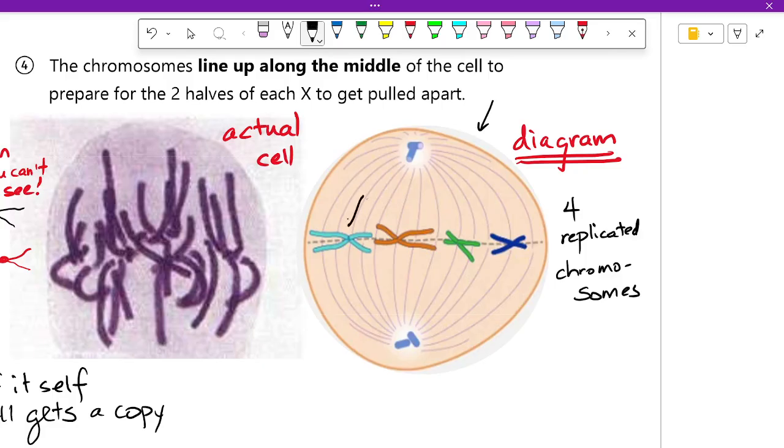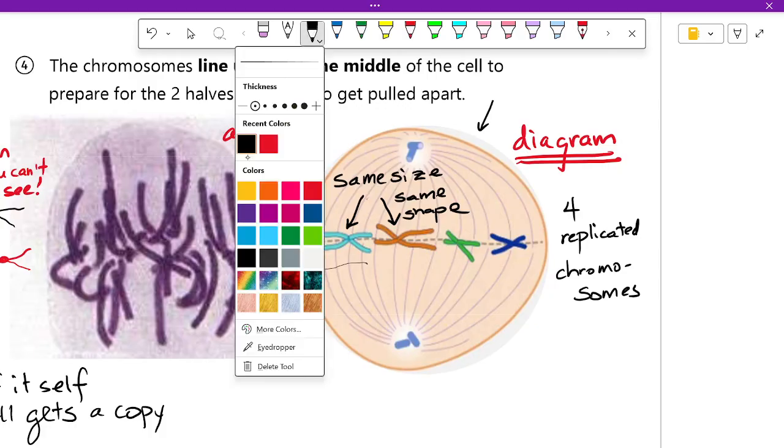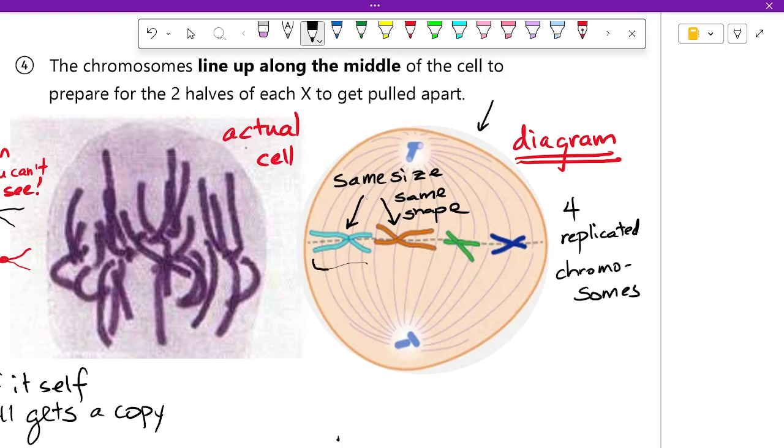These 2 here are the same size. They are the same shape. What do we call these 2 together? The ones that are the same size, that are the same shape. Those are called what type of chromosomes? These are the sister chromatids.